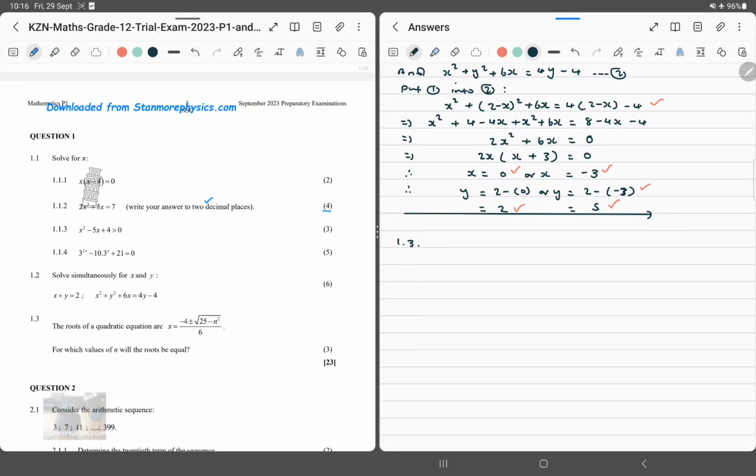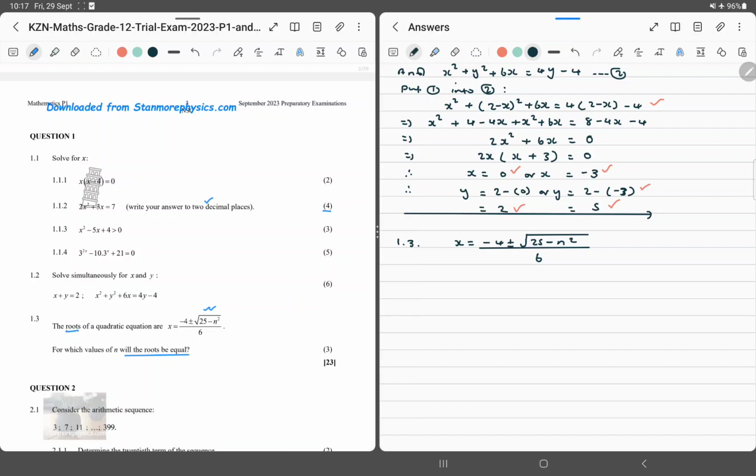So we have got 1.3. It says the roots of a quadratic equation are. So this is a question on the nature of the roots. Now for which values of n will the roots be equal? That's easy. So if we've got x is equal to minus 4 plus or minus the square root of 25 minus n squared over 6.